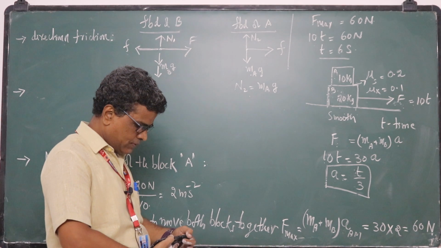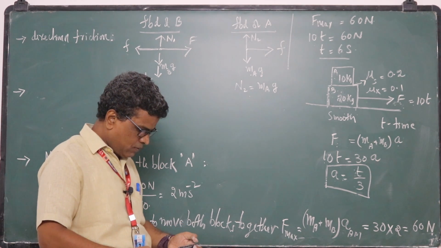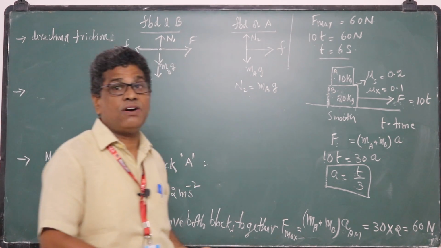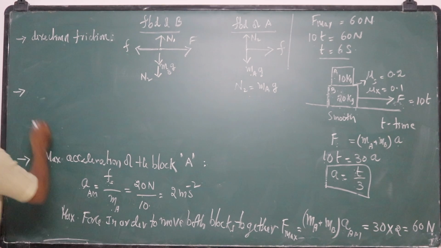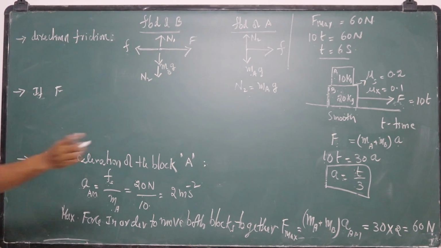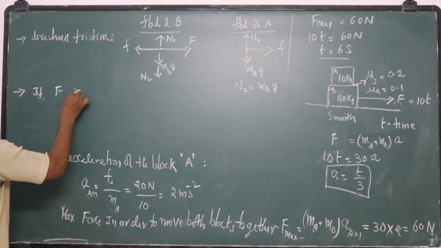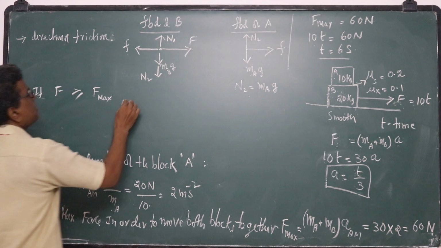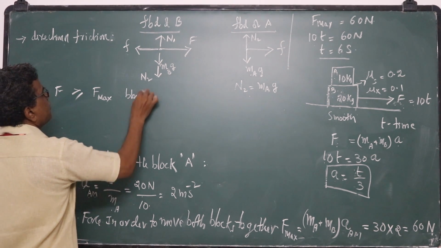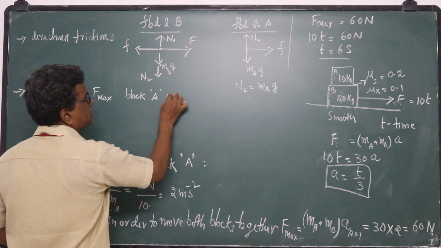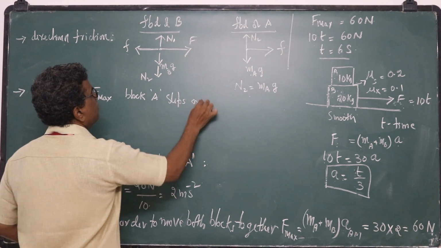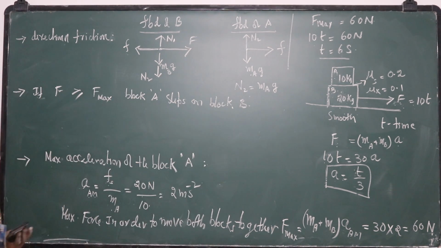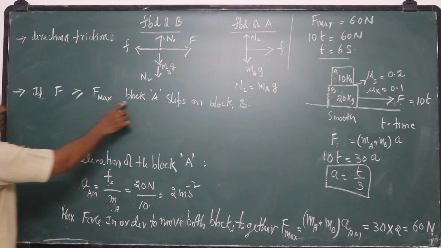The second question is: when the force is increased beyond the value obtained in part A, what will be the acceleration of A? So if F increases, if F is greater than or equal to F max, block A slips on block B. Block A starts slipping on block B.